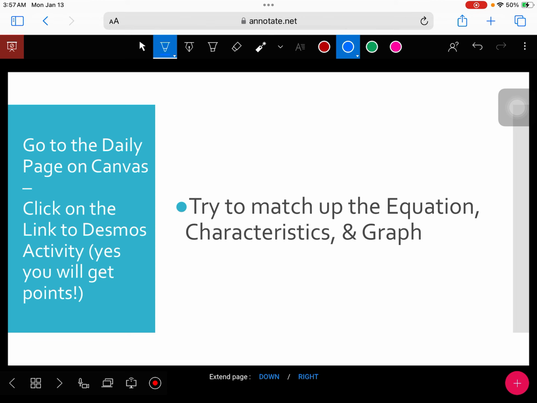Go to David, click on the link to Desmos. Yes, you will get points. I don't think I have that set up yet, so let me jump to that and see if I can get this Desmos activity to work. So if you go on to Canvas, and again, if you were absent, whenever I'm absent, go on to Desmos and work on it. You go to today's, and today is Monday the 13th, I think. And find that Desmos activity.